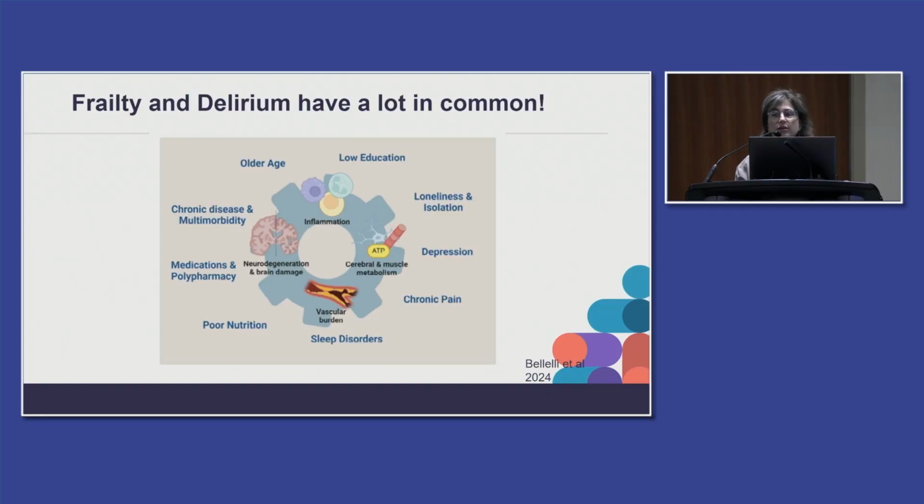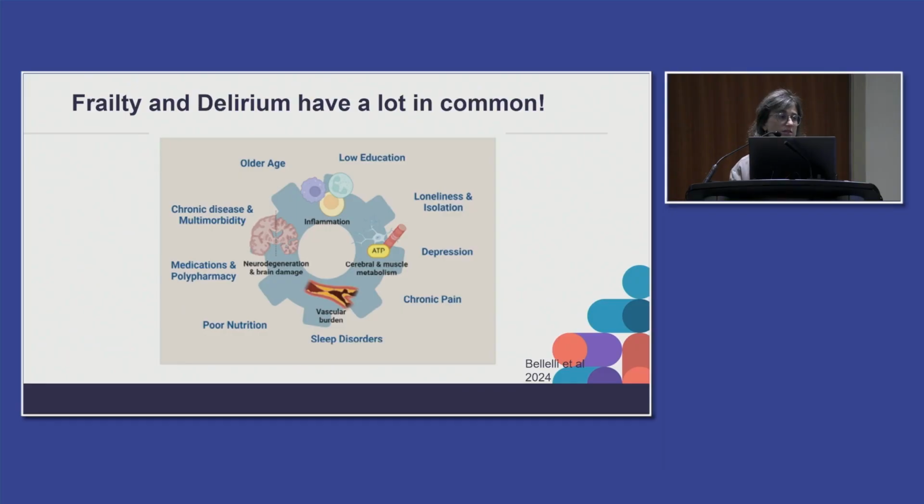So frailty and delirium have a lot in common when it comes to risk factors. Some of them are well known to you, like age. Low education is an interesting one. I think as anesthesiologists, we're just becoming more aware of the importance of social determinants of health and the outcomes of our patients. But also, as Michelle mentioned, depression is a big deal for older patients after surgery.